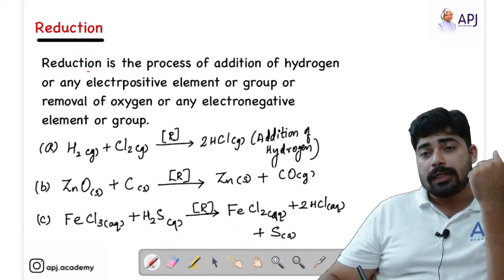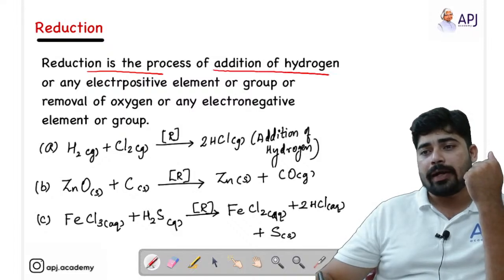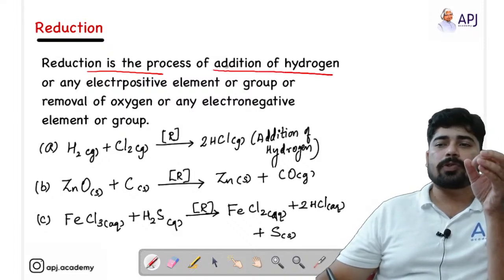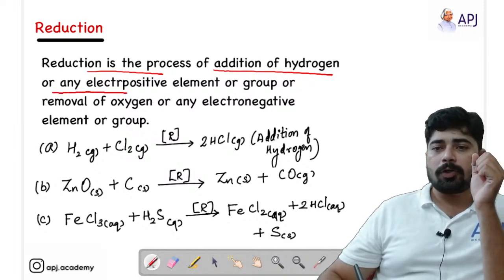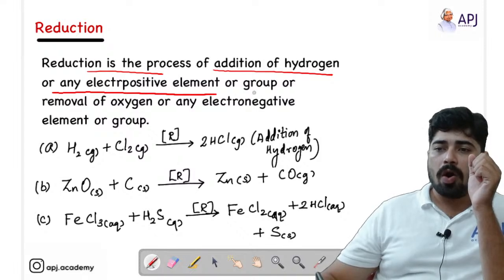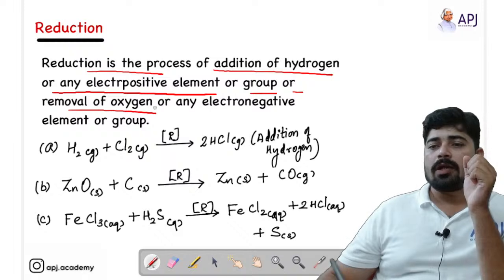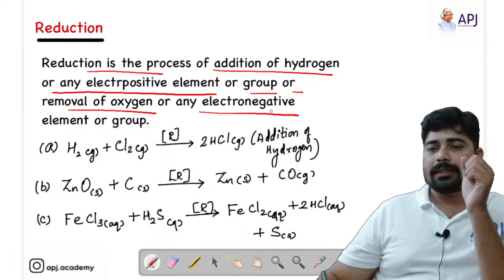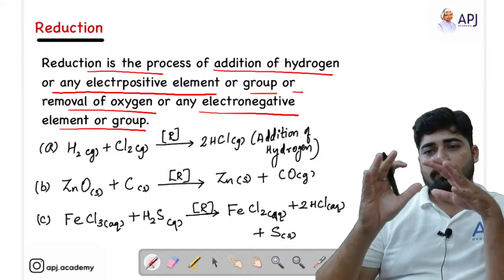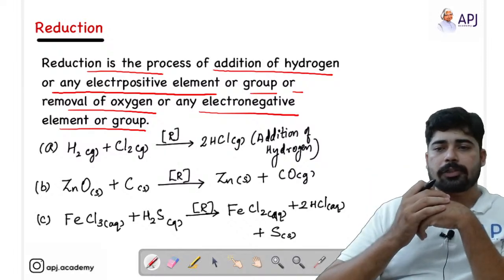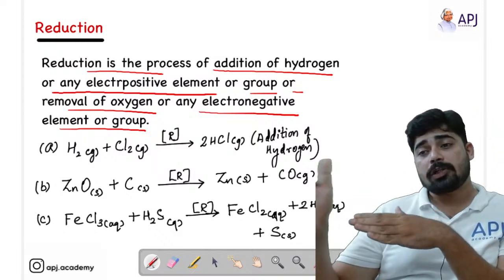See, students, reduction is the process of addition of hydrogen or any electropositive element or group, or removal of oxygen or any electronegative element or group. So these are the four definitions that suit reduction. What are they? Reduction is the process of addition of hydrogen.